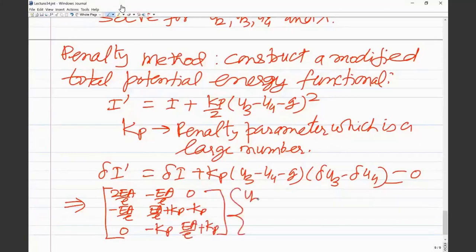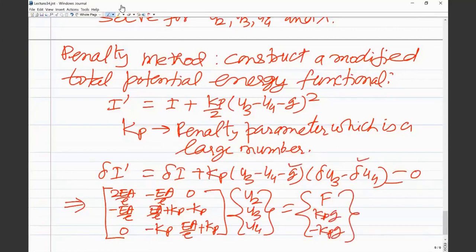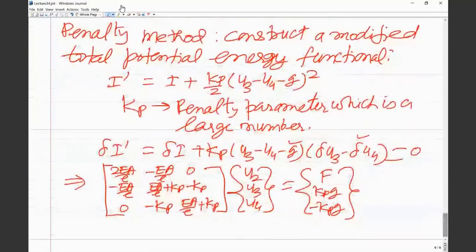and then you have U2, U3, U4 is equal to, right hand side we are going to get F, and then with G, delta U3 G will go to the right hand side, and delta U4 G will also go to the right hand side. So we will have Kp into G and minus Kp into G. So now the advantage is, although we have to use Kp as a large number, we will be solving only these 3 equations for U2, U3, U4 with Kp as a large number.